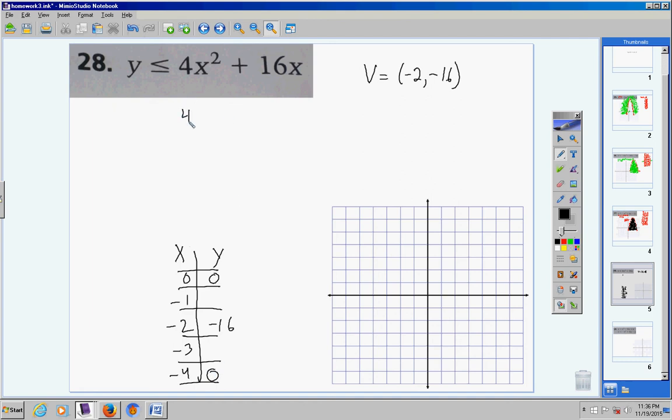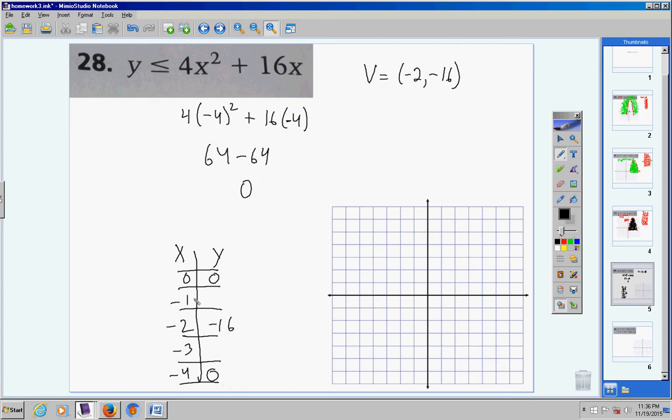Now let's put negative 4 in, and we should get out 0. So 4 parentheses negative 4 squared plus 16 times negative 4. Negative 4 times negative 4 is 16. 16 times 4 is 64. 16 times negative 4 is negative 64, which gives me a 0, so that checks.